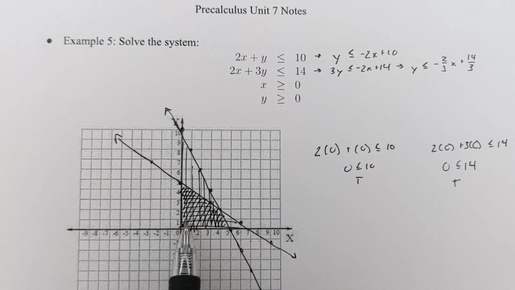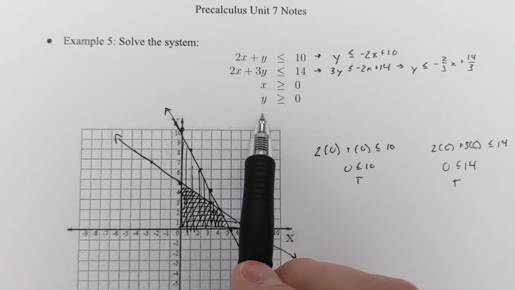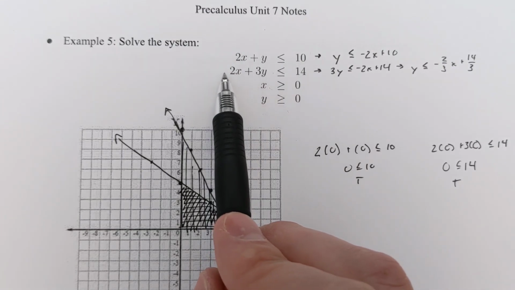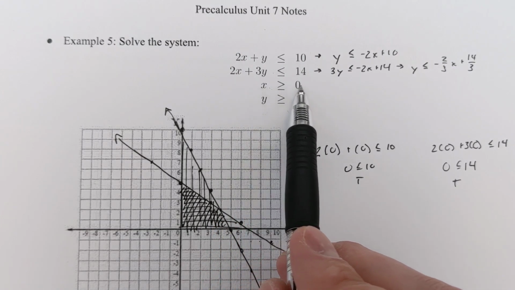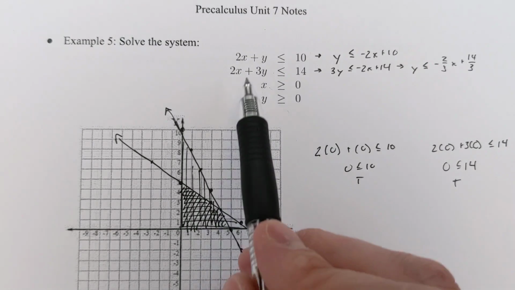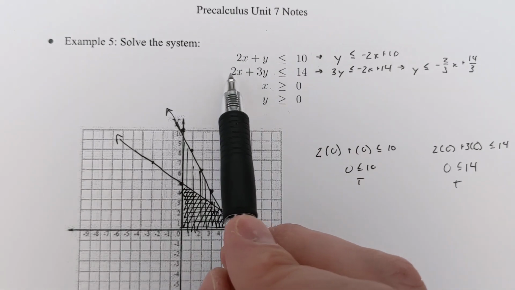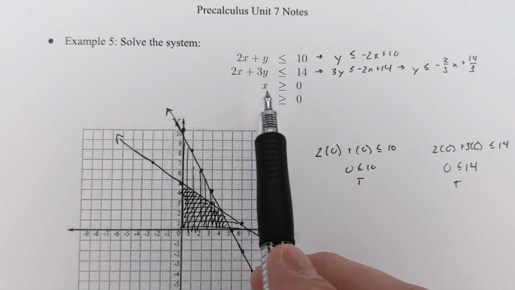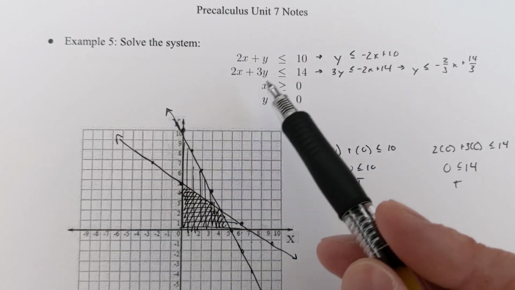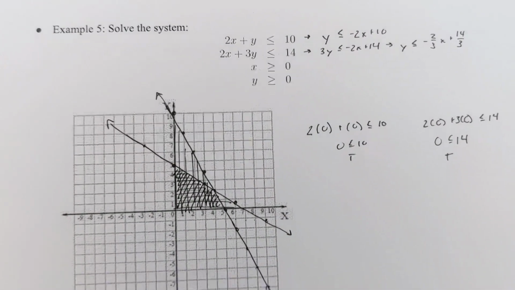So for example, 1, 1 lies in there. If I plug 1, 1 into all of these equations, they all come out to be true. 2 plus 1 is less than 10. 2 plus 3 is less than 14. 1 is more than 0. 1 is more than 0. 2, 2 is also in that region. 4 plus 2 is less than 10. 4 plus 6 is less than 14. 2 is more than 0. 2 is more than 0. So those points all satisfy all four equations at the same time.